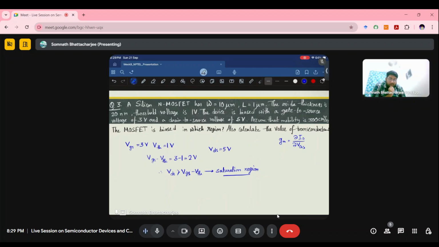Now try to find out the value of transconductance. The best option is to just differentiate the equation of current. That's it. You can do del ID by del VGS, and you can get the value of transconductance from there. Take a minute or two. It will take a minute or two, I guess.